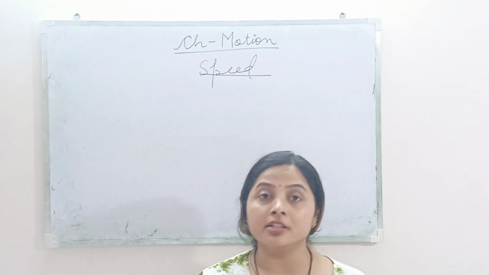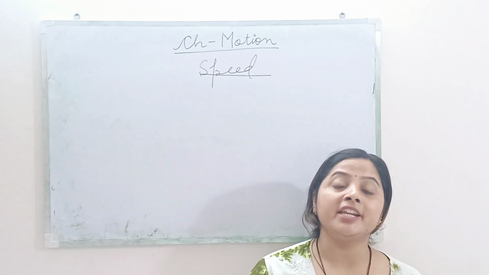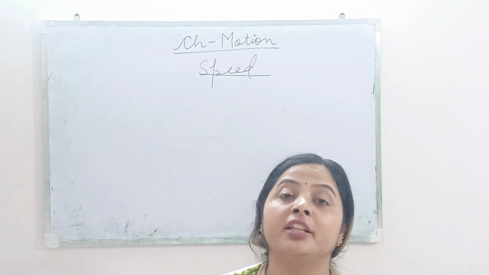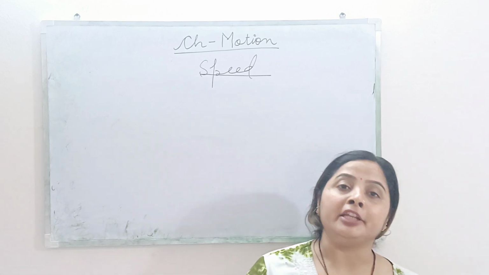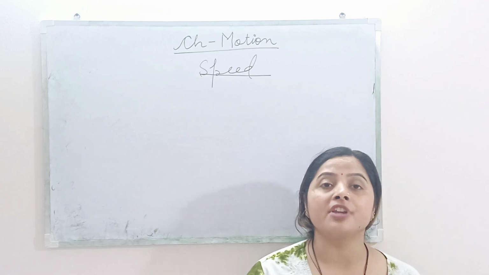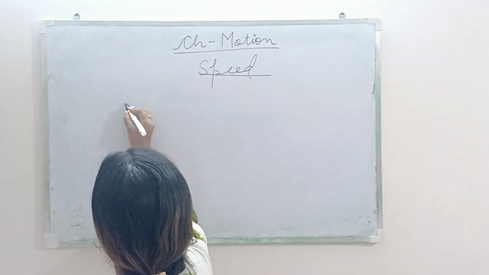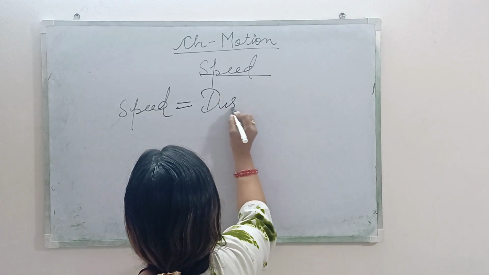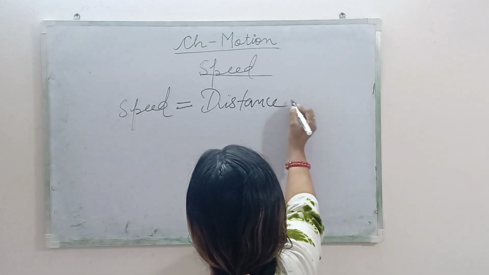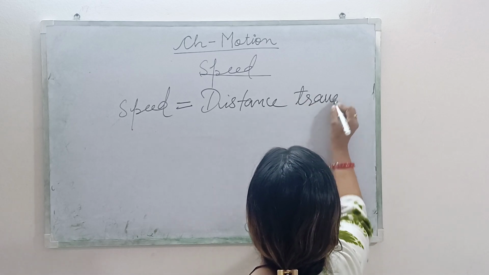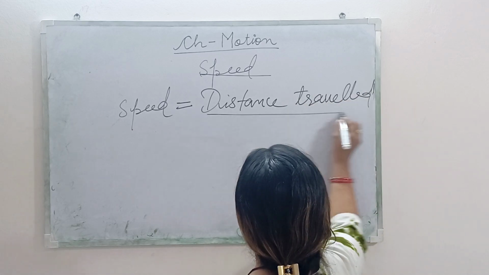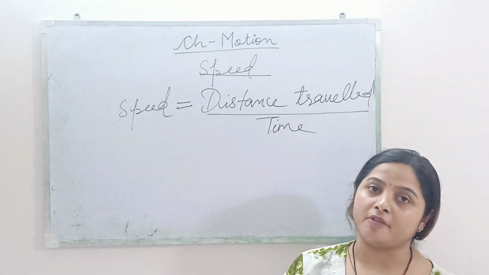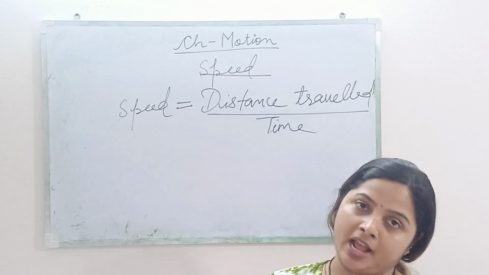But this is not the technical definition according to physics. What can we say in physics? What is speed? Speed is the distance traveled by the body per unit time. Speed is equal to distance traveled by the body per unit time.